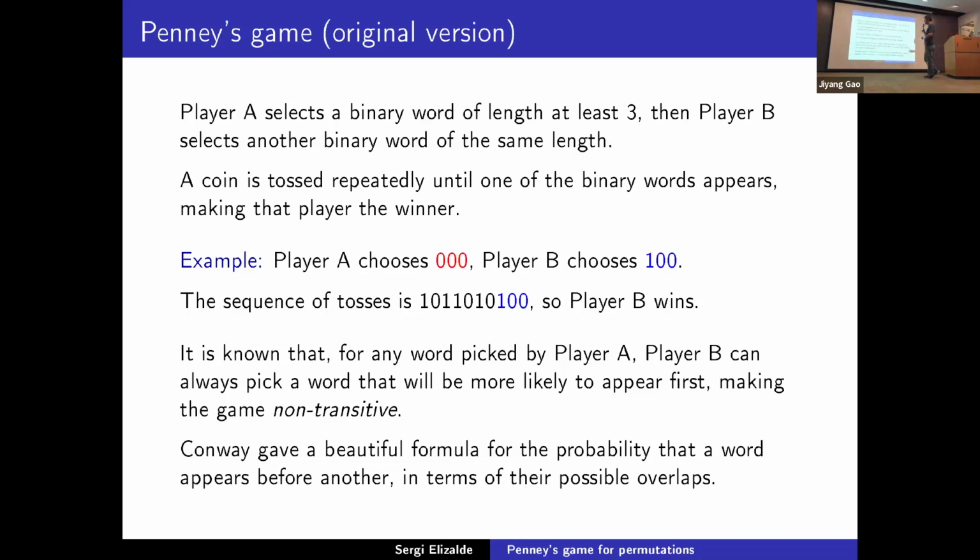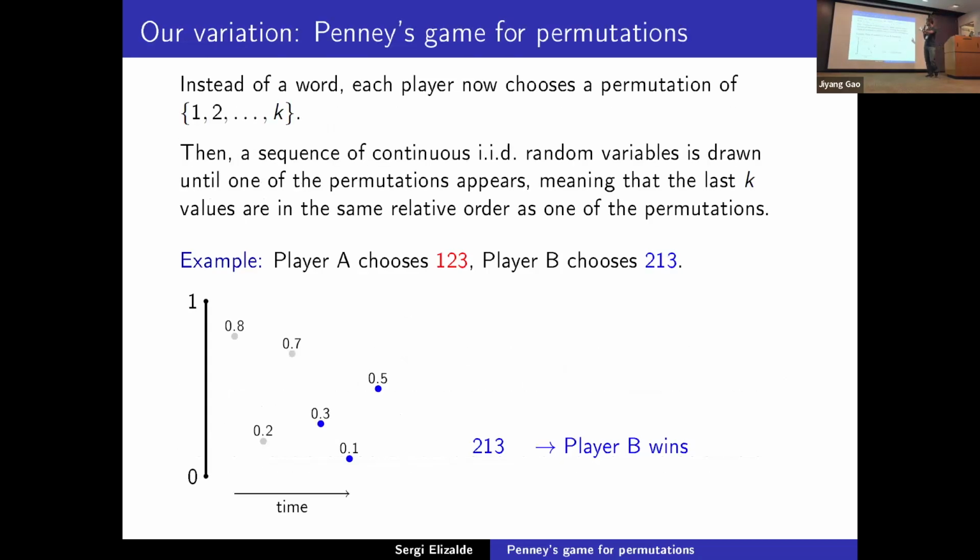Our goal was to try to do something similar to this, where instead of binary words, you have permutations. So the setup for us will be that now player A chooses a permutation of length k, then player B chooses another permutation of length k, and now instead of a coin, you have something like continuous random variables, and they generate some sequence.